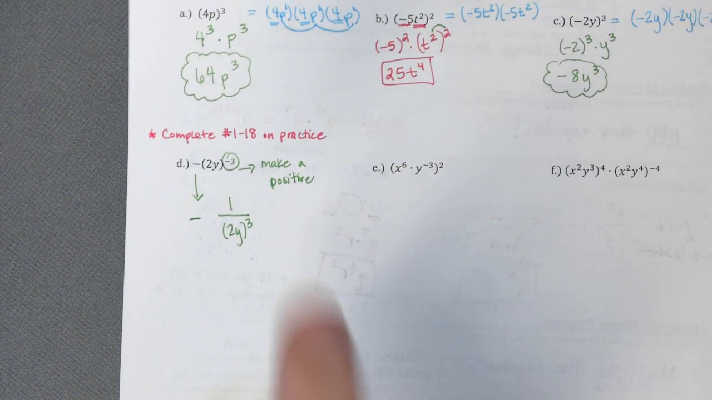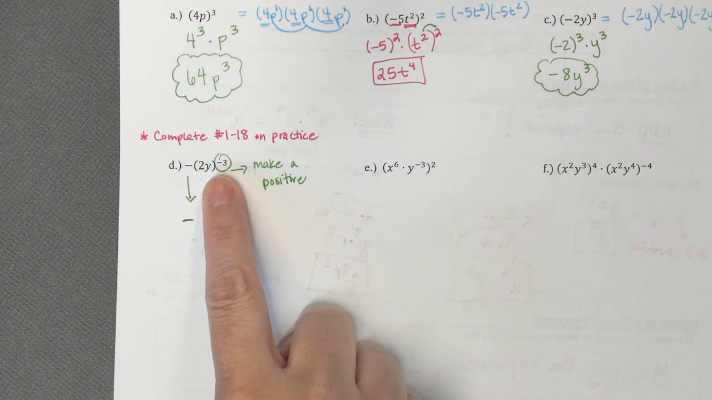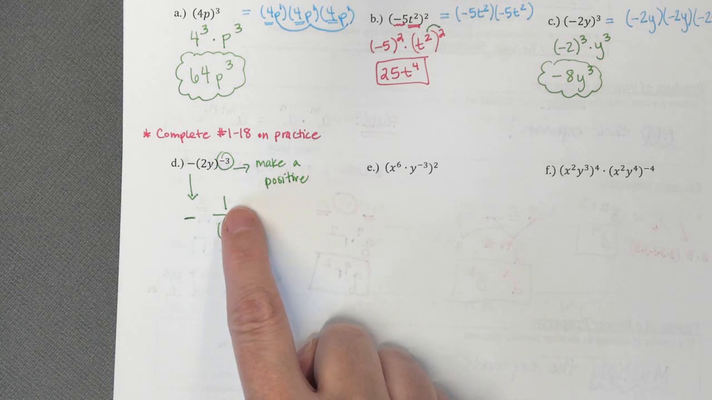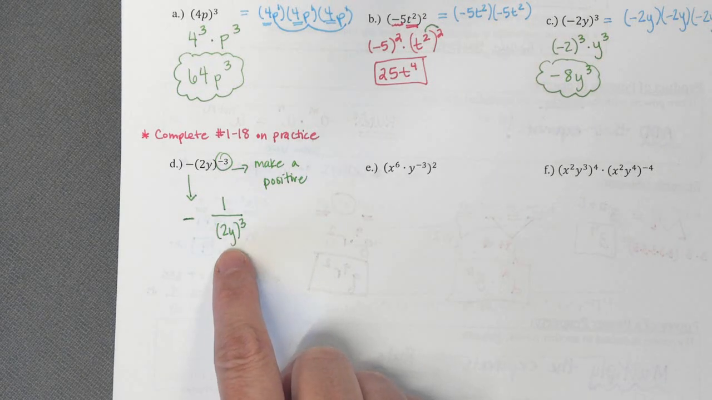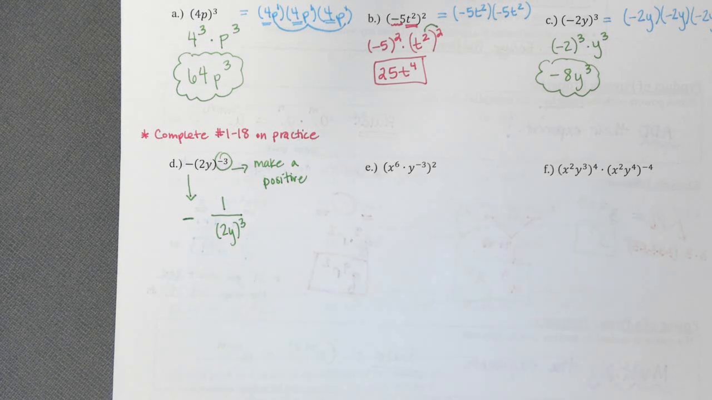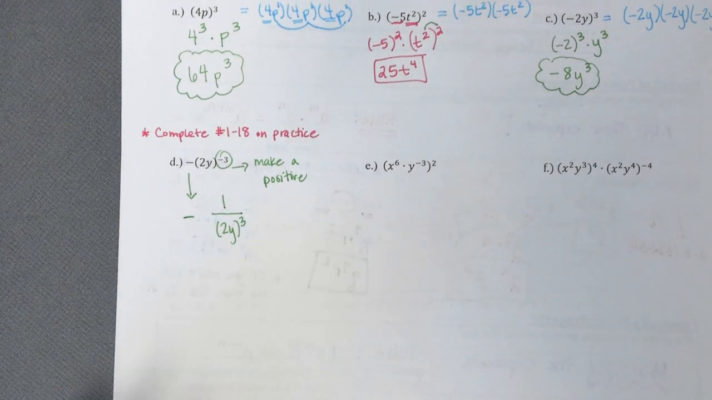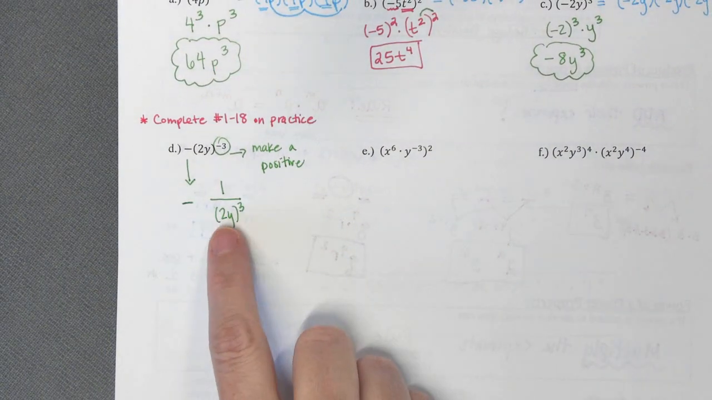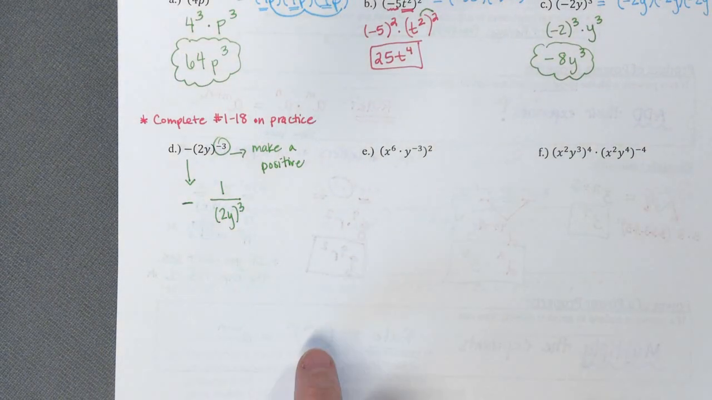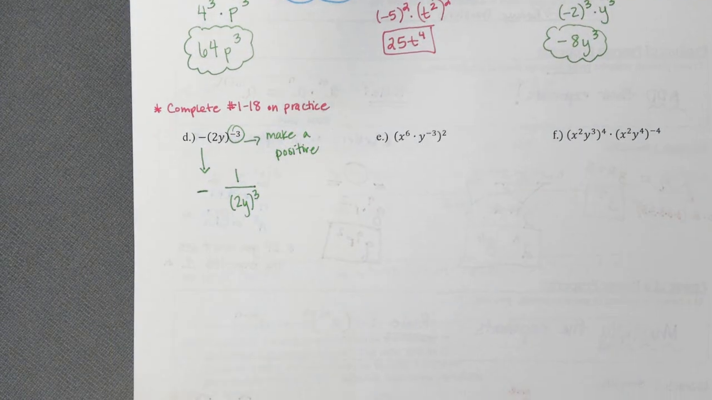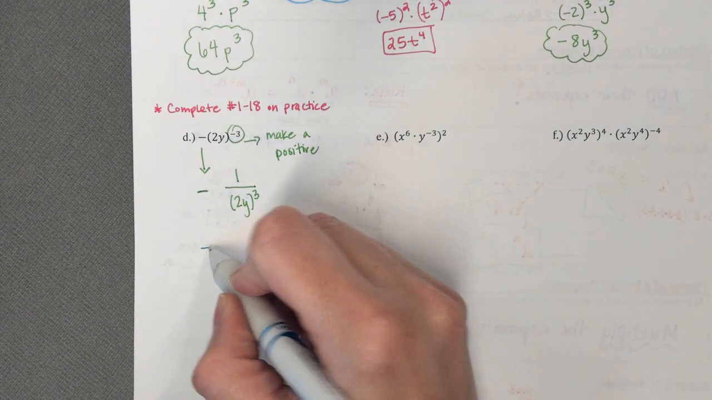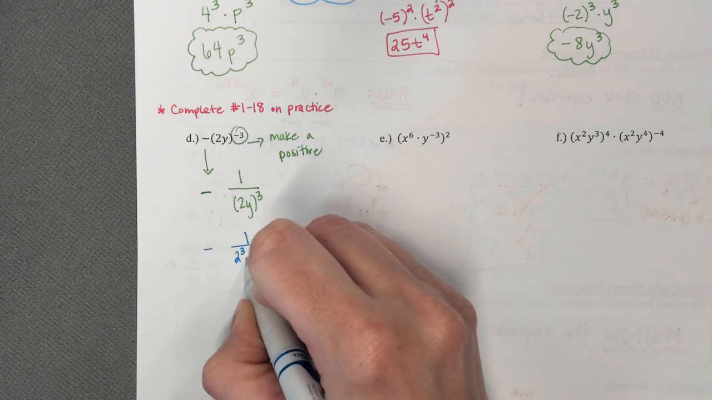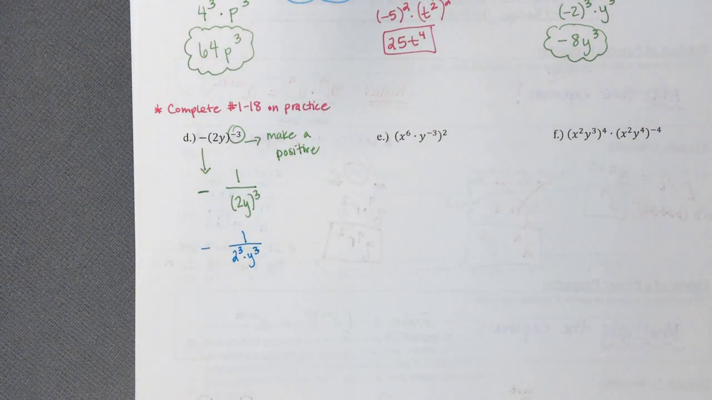Okay, so anytime you have a negative exponent, you want to make it into a positive. So that means you have to put 1 over it, and you're going to do 2y to the third power. Okay, this negative is going to stay on the outside. Now, because this is in parentheses, you're distributing the 2 to both of those. So it's going to be negative 1 over 2 to the third times y to the third.